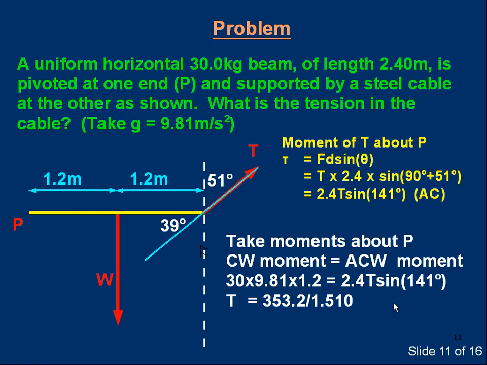We need to simplify it and solve for T. And if you work through the arithmetic, you get 234 newtons. You'll note all the data in the question was given to 3 significant figures, so it makes sense to give the answer to 3 significant figures. Okay, I hope that makes sense.